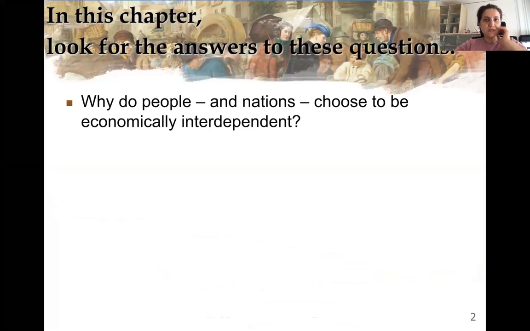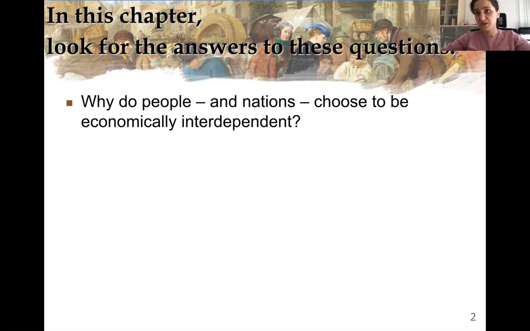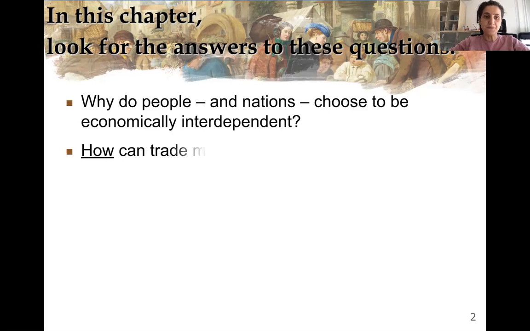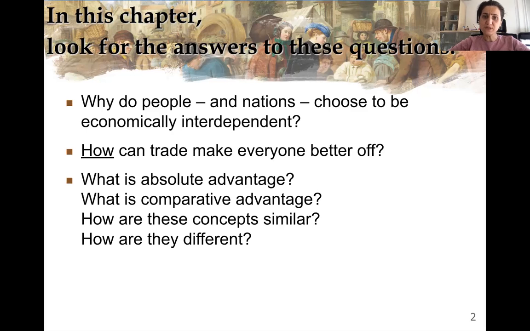Okay. So in this chapter, we are gonna look at why do people and nations choose to be economically interdependent. So they need each other, right? So you buy something produced in India or produced in China, everywhere. China productions are everywhere. So how can trade make everyone better off? And what's the absolute advantage? What's comparative advantage? How are these concepts similar? How are they different? We are going to look at those in this chapter.